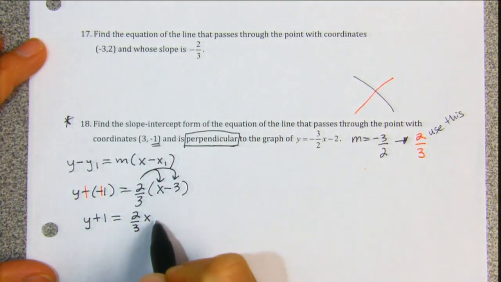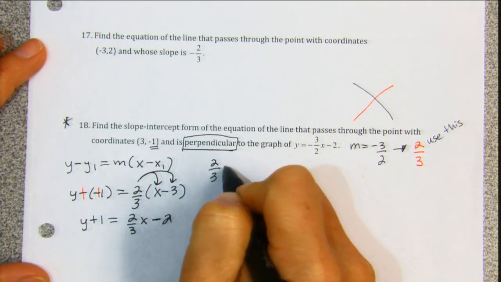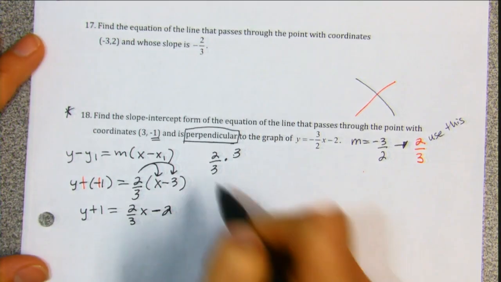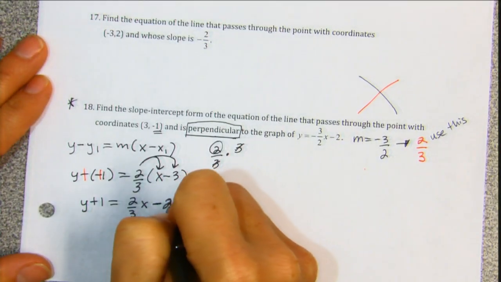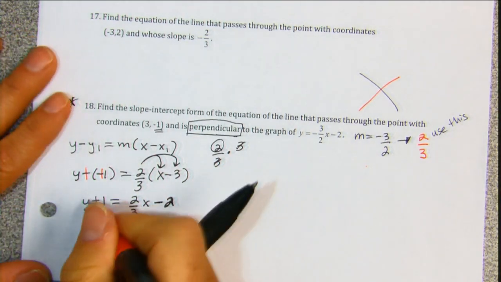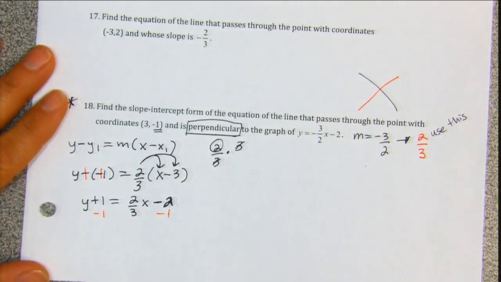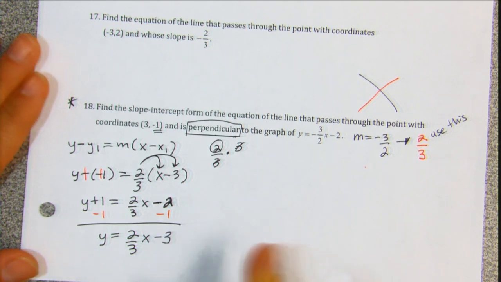2/3 times -3 is -2. We need to do that cross-reducing. You can. So it's just -2, or you can plug it in your calculator. Last step, you just subtract 1 to get y by itself. So when we come over here, you're actually adding 2/3x minus 3.